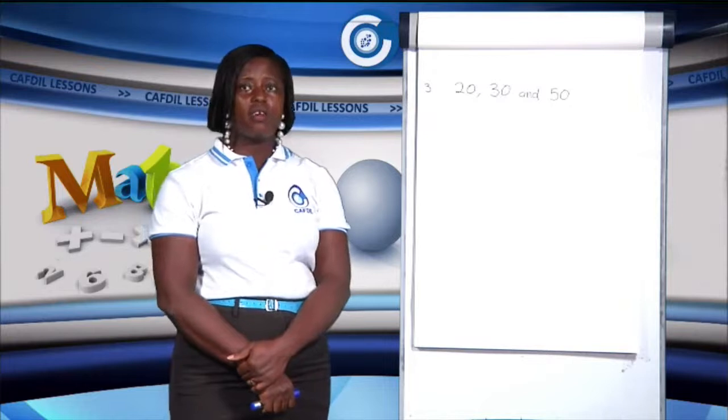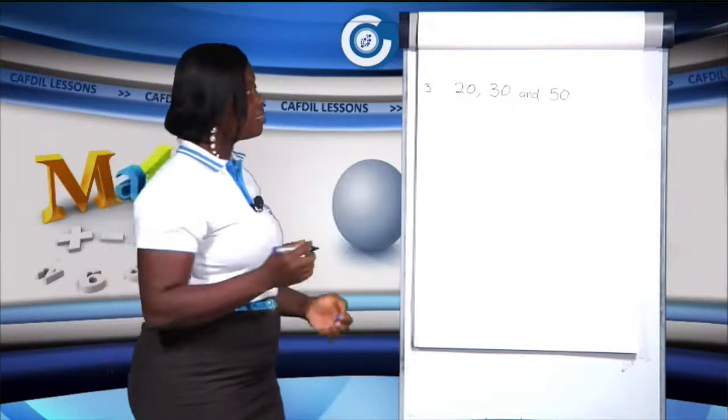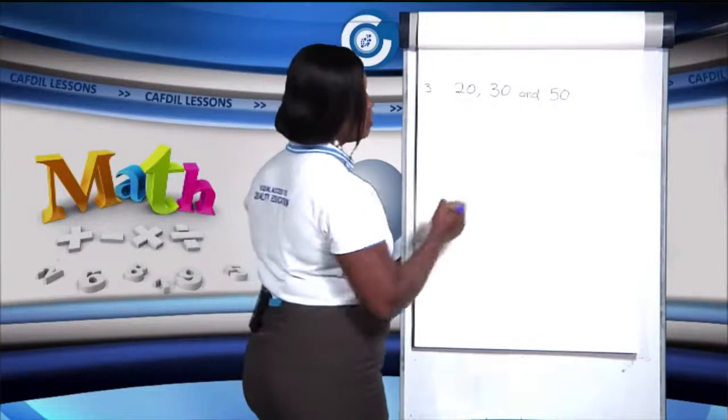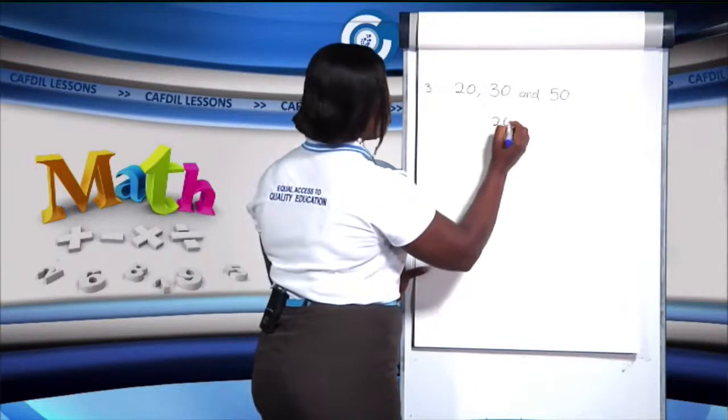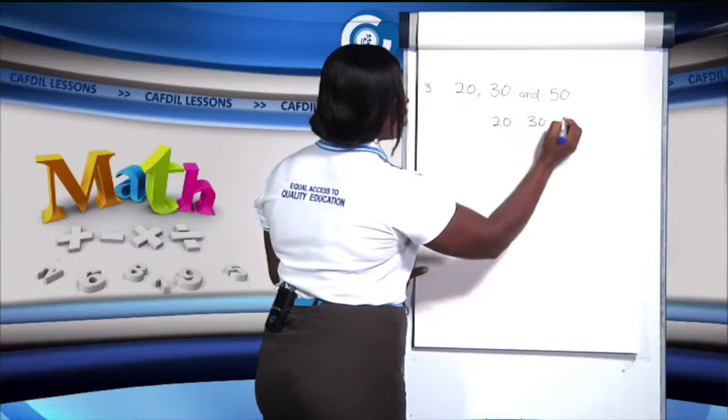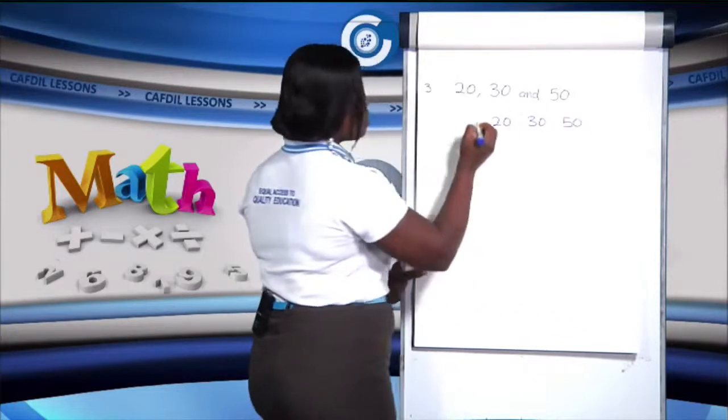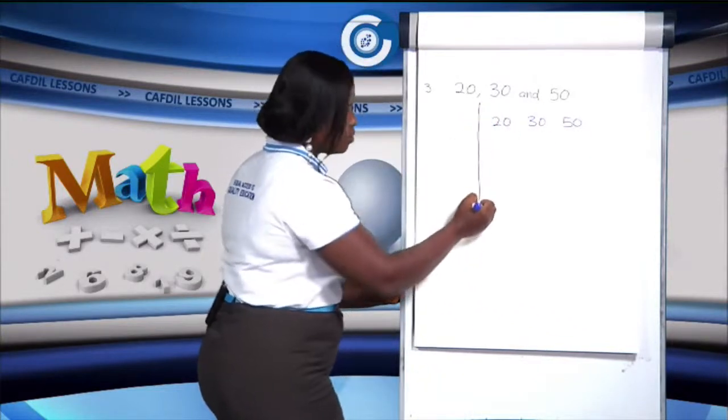I have another example here. We want to find the LCM of 20, 30, and 50. Let's create our table. Let's draw it here. We have 20, 30, and then 50, and we have our table.